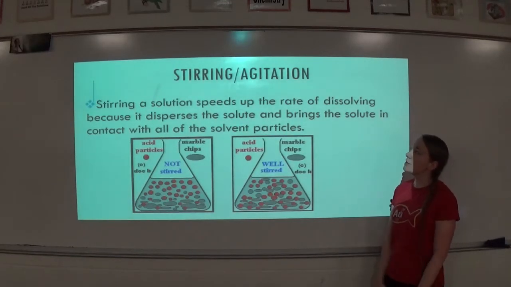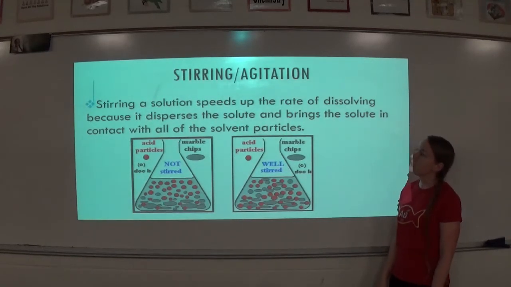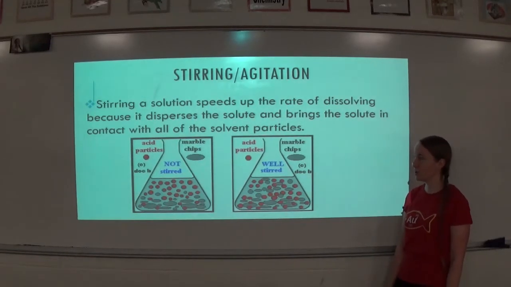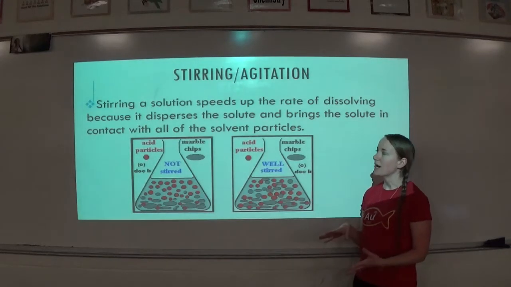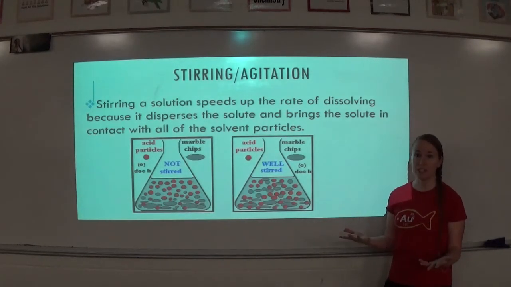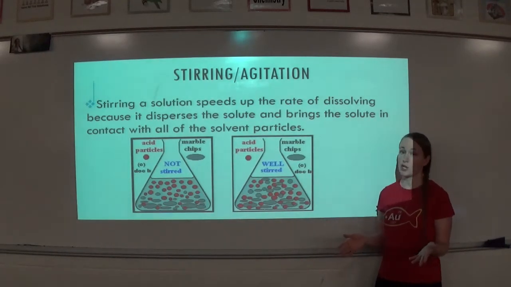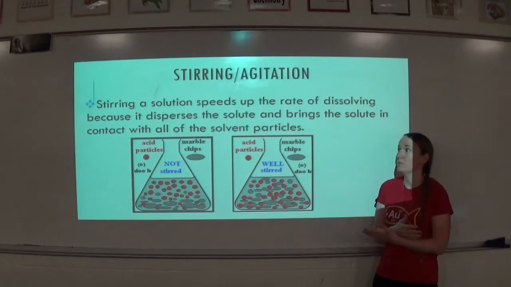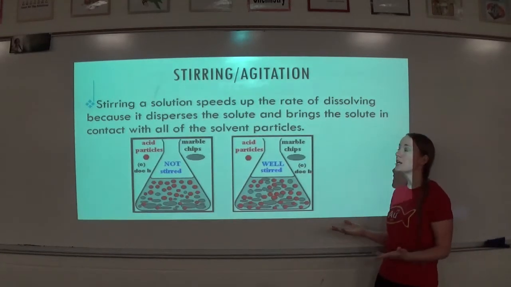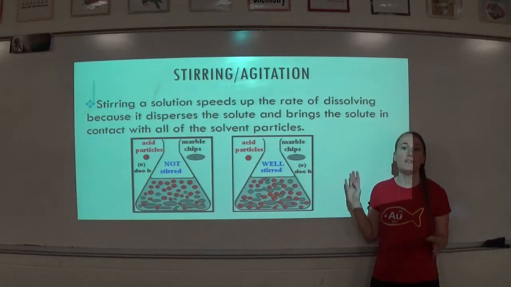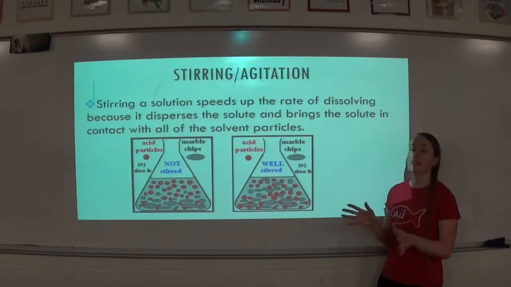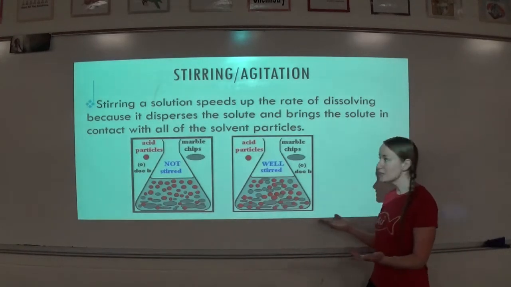So stirring a solution speeds up the rate of dissolving because it disperses the solute and brings the solute in contact with all of the solvent particles. A lot of times when I ask how stirring or agitation speeds up dissolving, a lot of you want to tell me that you speed up the particles. Well, the particles are moving way faster than you can possibly ever stir. If you're the fastest stirrer in the entire world, you cannot stir anywhere close to how fast the particles are already moving, even if the substance is pretty cold. So you're not speeding anything up when you're stirring, you're just dispersing it.